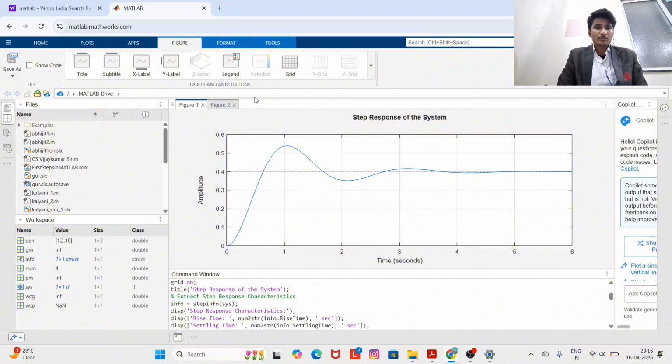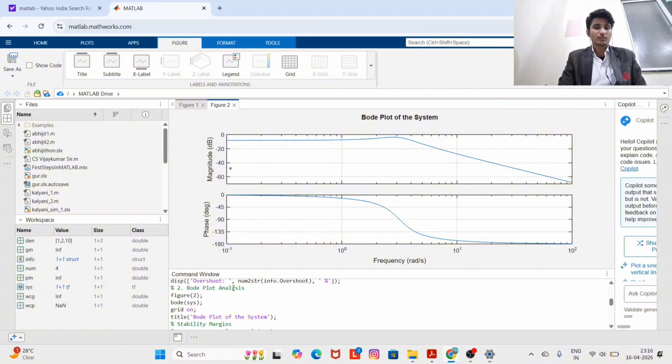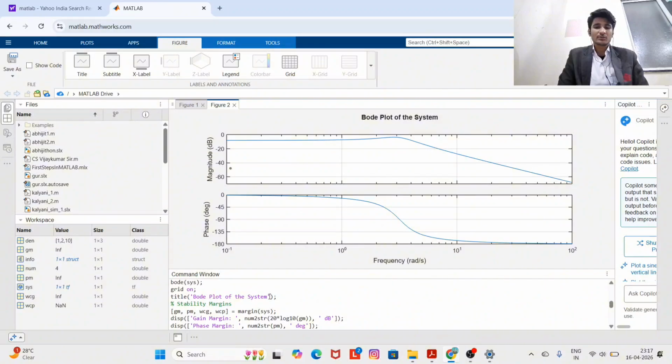Moving forward to the Bode plot. The Bode plot has the magnitude plot, that is the gain versus frequency, and the phase plot, which is the phase versus frequency. Both are with respect to the frequency, and the gain decreases as the frequency increases. And one more important point is that the phase moves towards 180 degrees. Using margin of this, we get the gain margin and the phase margin. From this we conclude that the system is stable with a good phase margin.